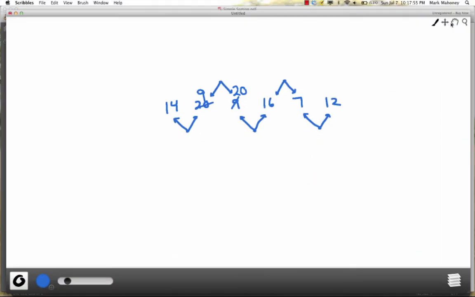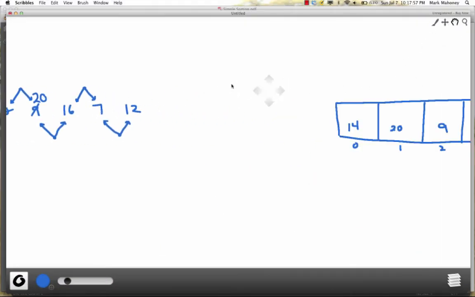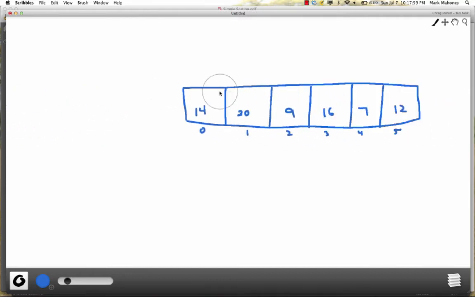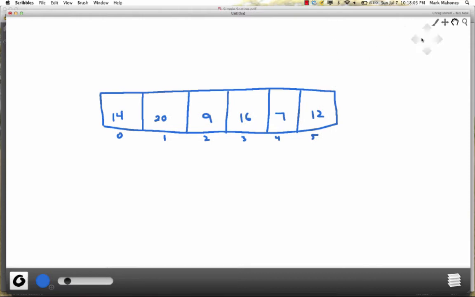Okay, so let me prove that to you. Let's go through here and just look at each adjacent pair and apply this algorithm. Is 14 greater than 20? No. So we're going to move on. Is 20 greater than 9? Yes. So we're going to swap those.